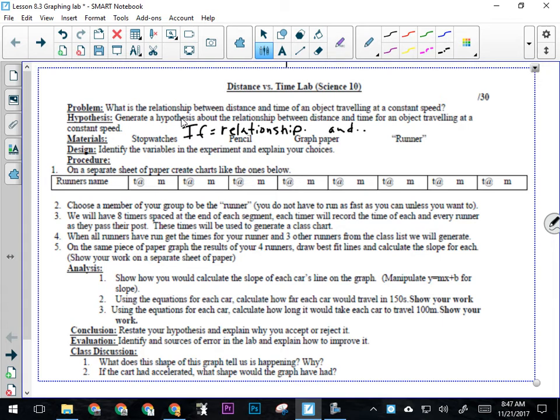Now, this experiment is wrought with experimental error, with procedural error. It just is by its very nature. So when we're doing the lab, kind of make note of a few things that could possibly be sources of error for you later.